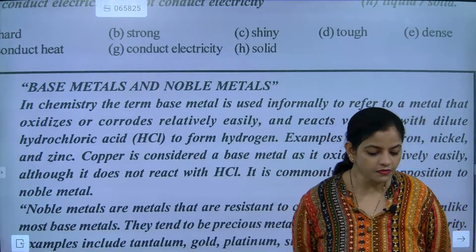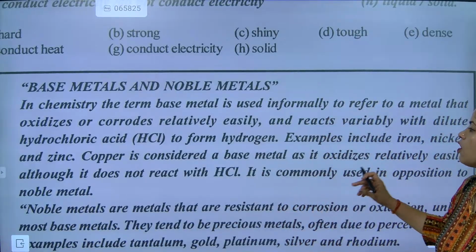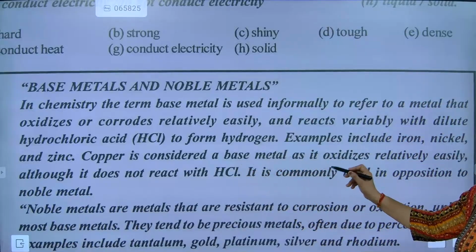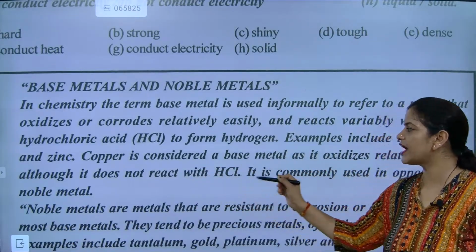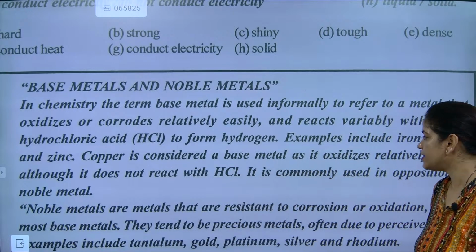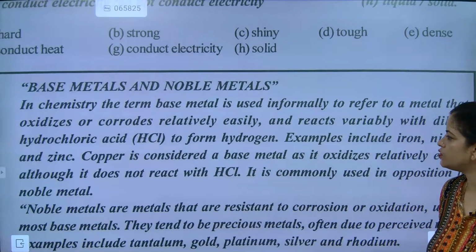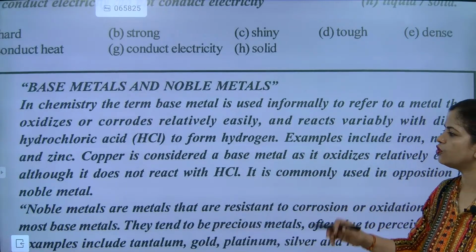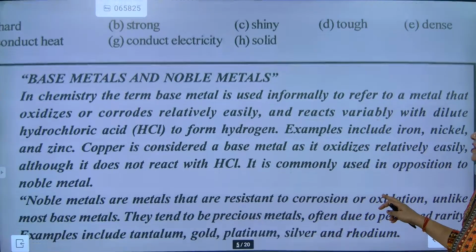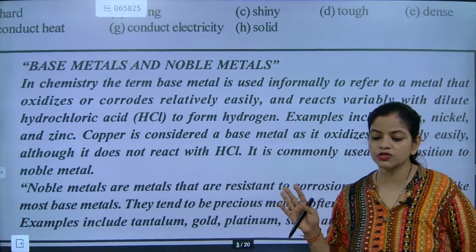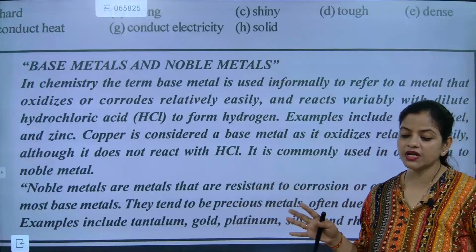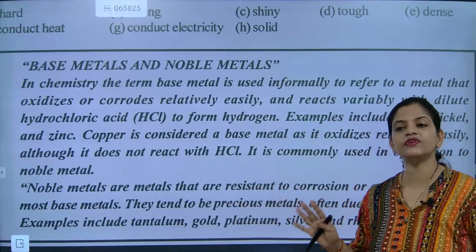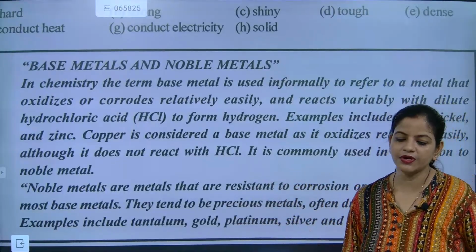Now look here, beta. Copper is considered a base metal as it oxidizes relatively easily, although it does not react with HCl. It is commonly used in opposition to noble metals. Now, beta, we need to understand that copper is easily oxidizing, but it will not react with HCl. That reactivity series is there, and in that we will be talking about that.